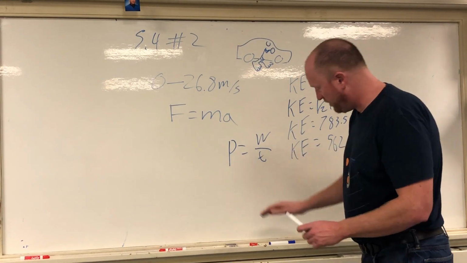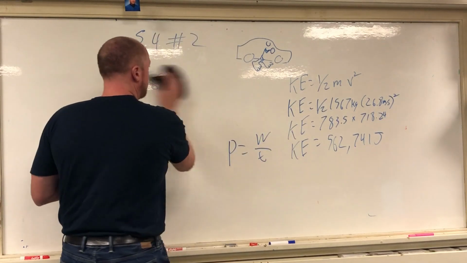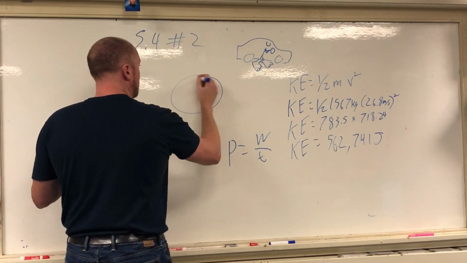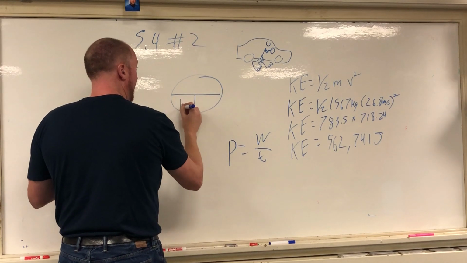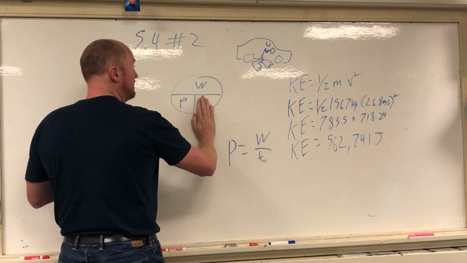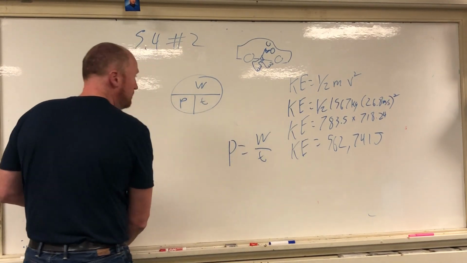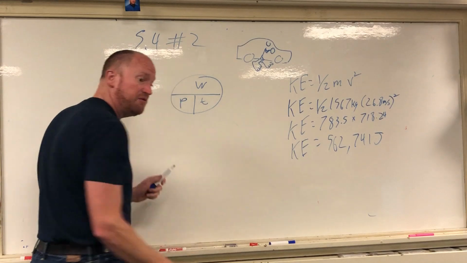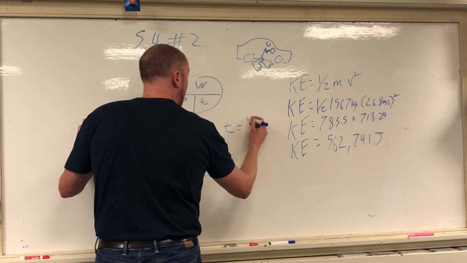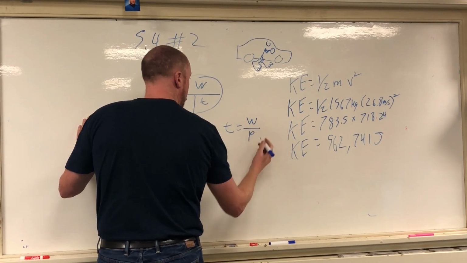So, if you want to rearrange this, now you can rearrange this. A lot of people like to use the circle. Circles are very handy. So, for the circle, power is work over time. But if you're trying to find time, it's work divided by power. So, we're simply taking that. By the way, is this a different formula? No, it's the same formula. We are simply rearranging the exact same formula. So it's work over power.